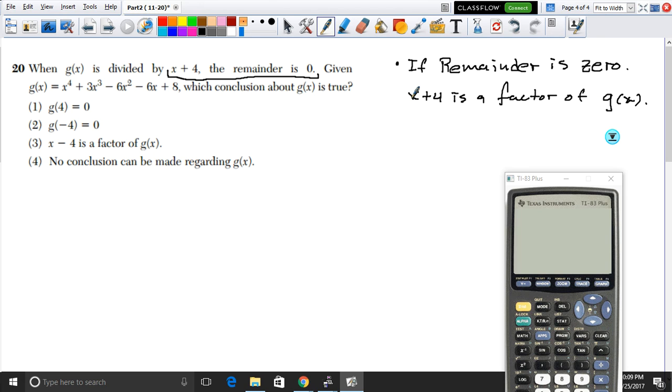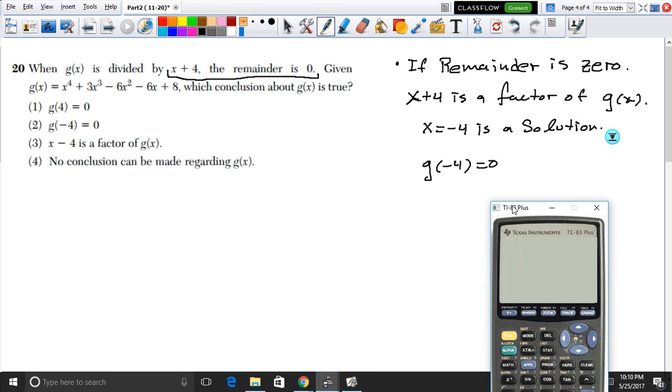If x plus 4 is a factor of g of x, then x equals negative 4 is a solution. That means that when you plug it into g of x, it should give you 0, which is saying that g of negative 4 is equal to 0, because this is the property of a solution. If you plug it in and it gives you 0, then that is a solution. So with that said, g of negative 4 is equal to 0.